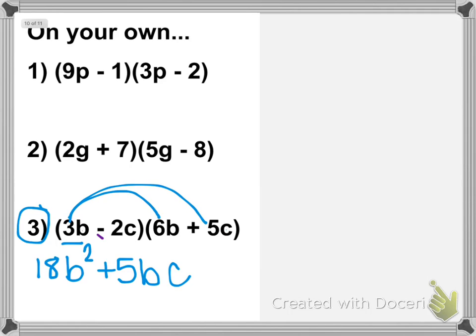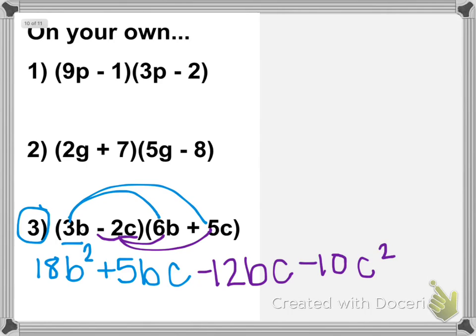Then I need to go and distribute a negative 2. Negative 2 times 6 is negative 12. Again, I have both a b and a c, and I'm going to put them next to each other in alphabetical order, so that's b, c. And then negative 2 times 5 is negative 10. And I have 2 c's in that case, so my last term has c squared.